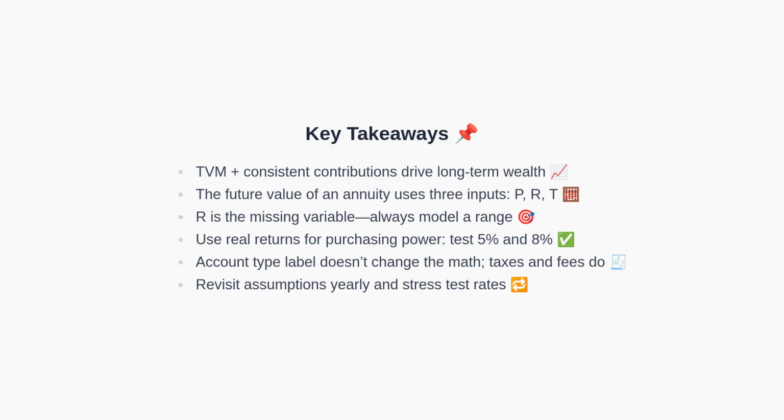These are the key points. The time value of money and consistent contributions drive outcomes. The future value of an annuity depends on payment, rate, and time, with the rate being the most sensitive and often omitted variable. Use real returns to reflect purchasing power, and test both 5% and 8%. Remember that account labels do not change the math, though taxes and fees matter. Revisit your assumptions annually and stress test the rates.